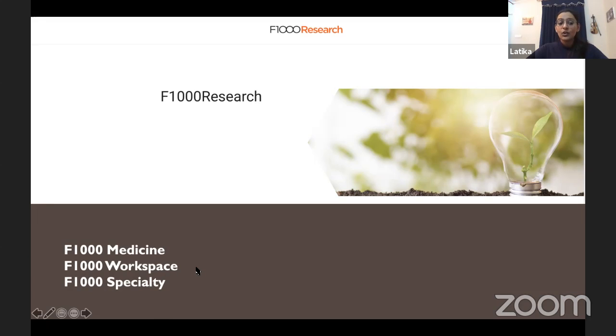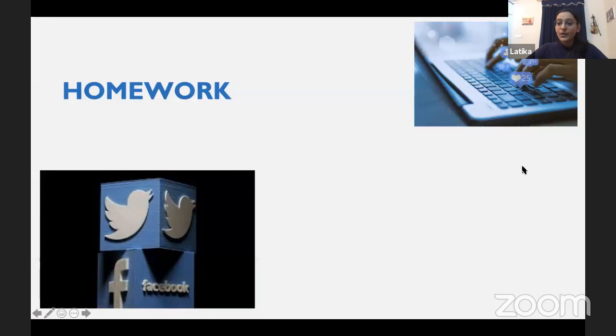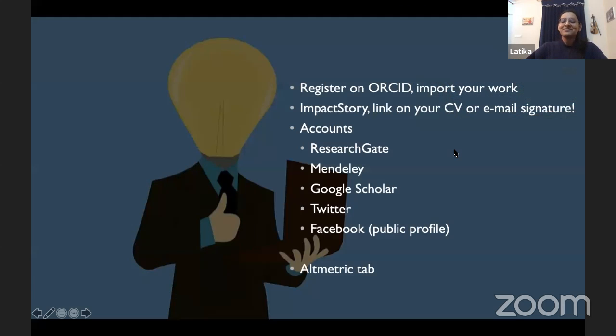And in workspace, you can collaborate and interact, and you don't gain much more from a community of your own kind. So if I were to give you some homework today, I'd say register on RSID, import your work. So RSID is a unique identifier number which links all your research, and because you may have a common name, you know, Latika Gupta, there are so many Latika Guptas, so you don't know which one is that. So RSID will link all the research to your name and your identity, and then you can go to Impact Story.